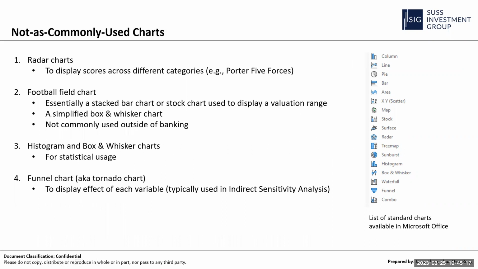Okay, so some other not so commonly used charts are your radar charts. I think you all are somewhat familiar with this. You have seen it quite a few times, usually for quarters, 5 quarters and so on. And then the football field chart also. It's basically like a stacked bar chart used to show different valuation ranges. You can also think of it in terms of a box and whisker chart, for example. But it's not so common outside of banking. People wouldn't understand what it means if they haven't seen it before.